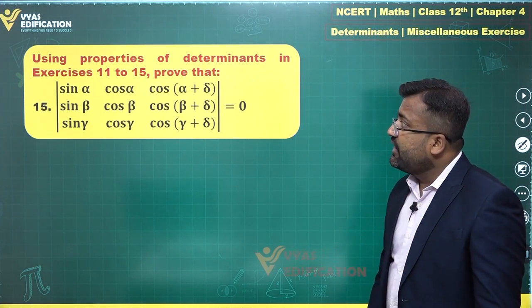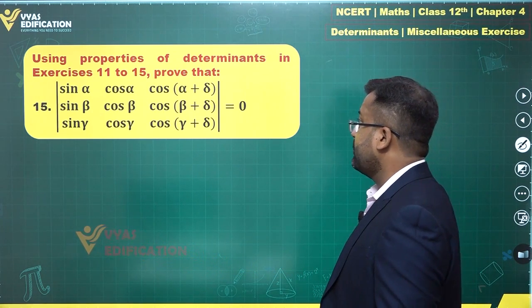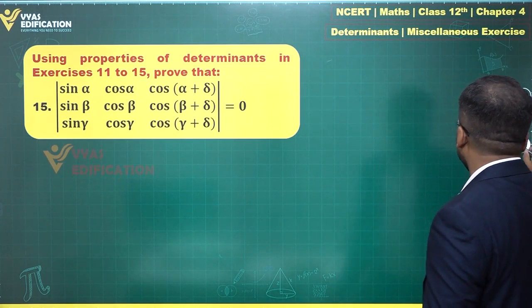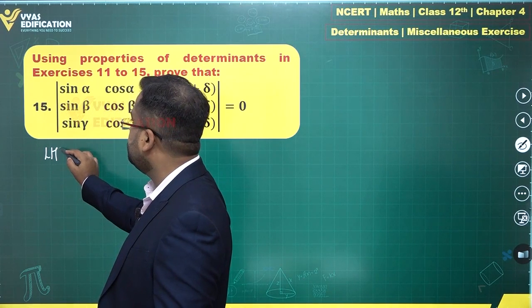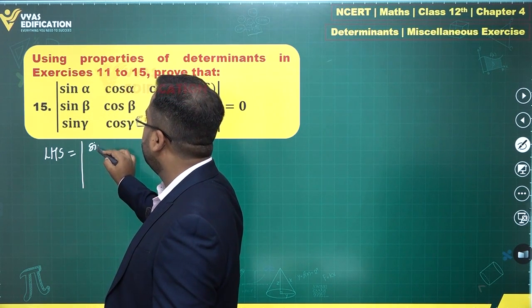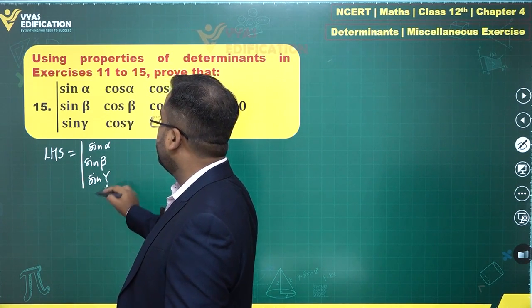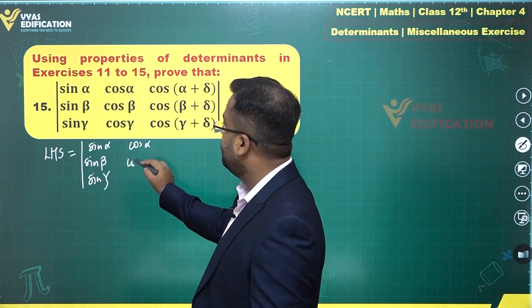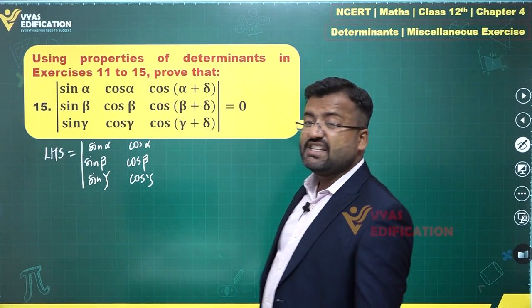Using properties, sin alpha, cos of alpha plus delta, cos of beta plus delta, cos of gamma plus delta. Okay, and we are supposed to prove that this is equal to 0. Let's try to do that. In the LHS, we have determinant delta, sin alpha, sin beta, sin gamma. Then you have cos alpha, cos beta, cos gamma. This, let us expand this.